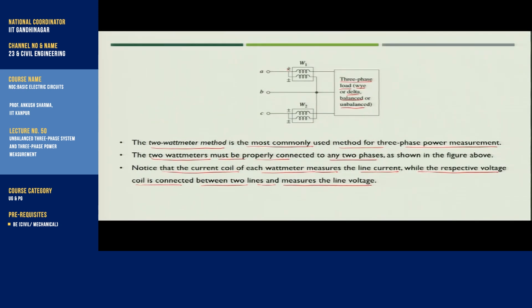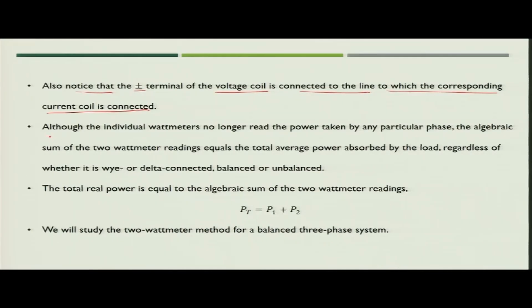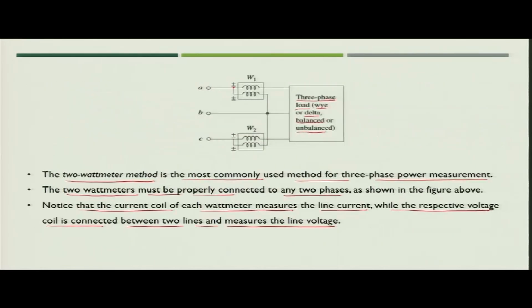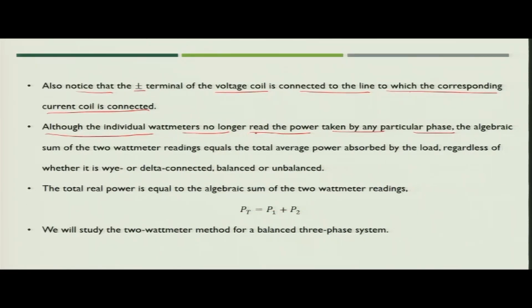So, if you see the direction of the wattmeter connection, you will connect the potential coil from where the current coil is connected. Now, although the individual wattmeters no longer read power taken by any particular phase, because the voltage coming across the potential coil is not the per phase voltage, the individual wattmeters will not give you the reading of power consumed per phase.